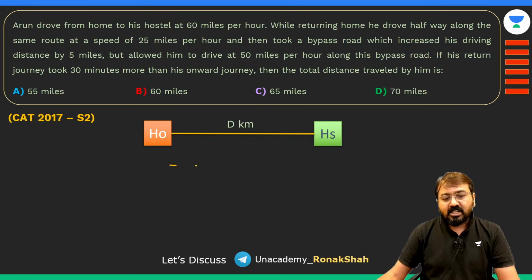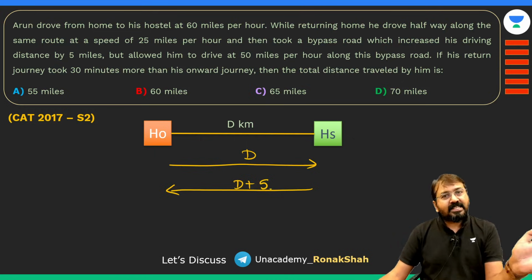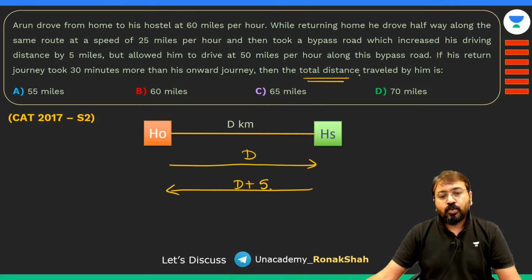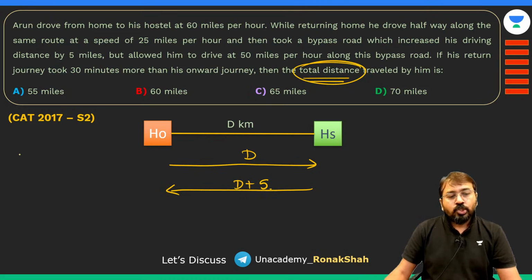We know that he travels d distance while going and d plus 5 kilometer distance while coming back, because he has taken that bypass road. So that has increased his distance by 5 kilometer. And what is our question? Our question is, what is the total distance traveled by him? So we need to find out the value for 2d plus 5.